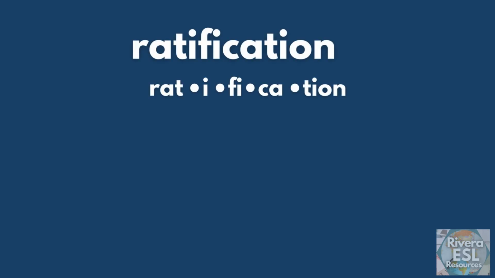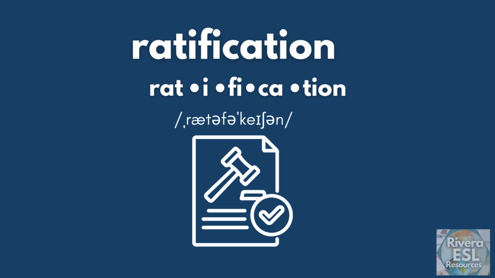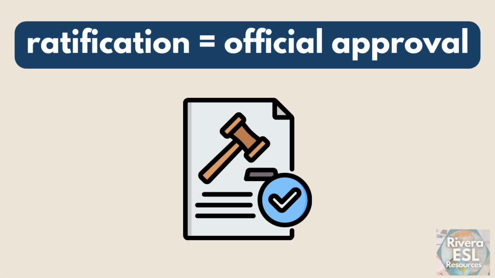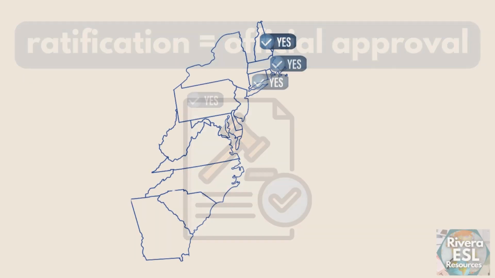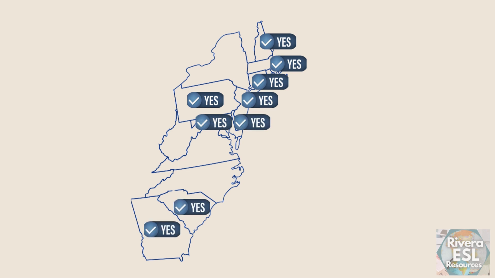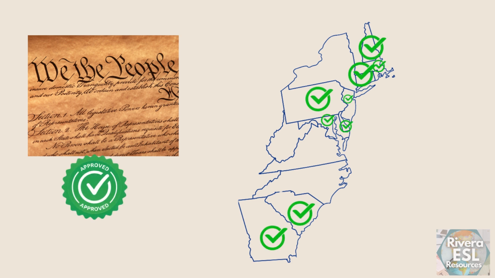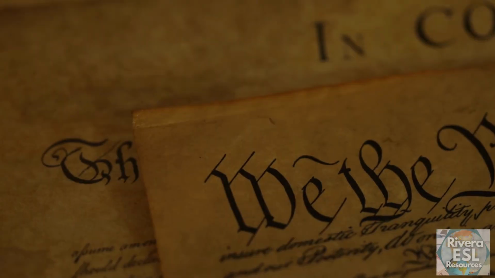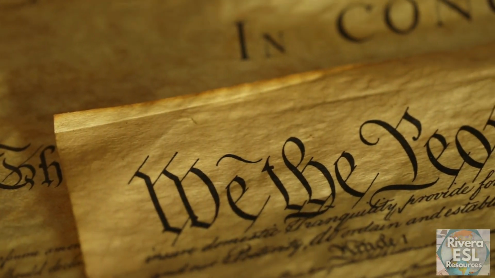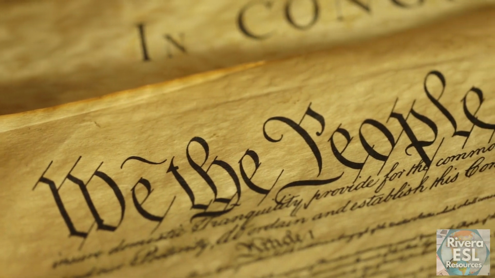Ratification. Ratification means official approval. It means that the states say yes to the Constitution. In 1788, the Constitution was ratified after 9 out of the 13 states voted to approve it. That was the rule. If 9 states agreed, the Constitution would become law.